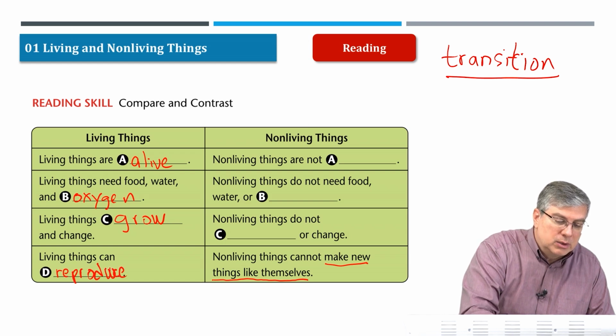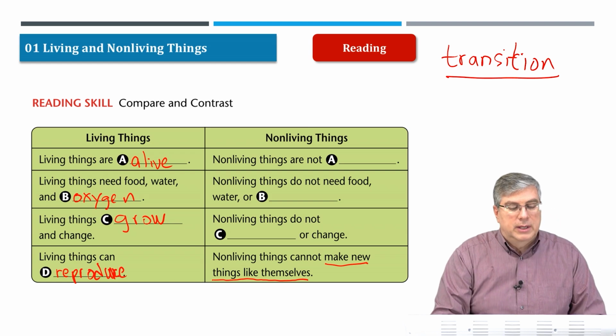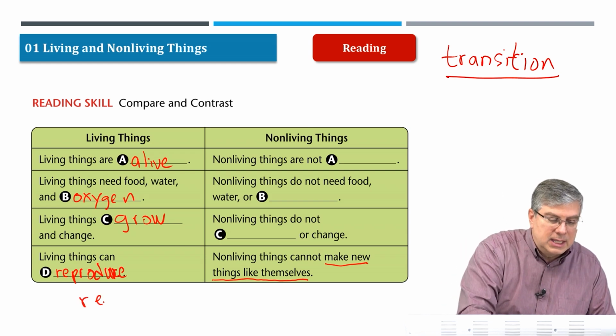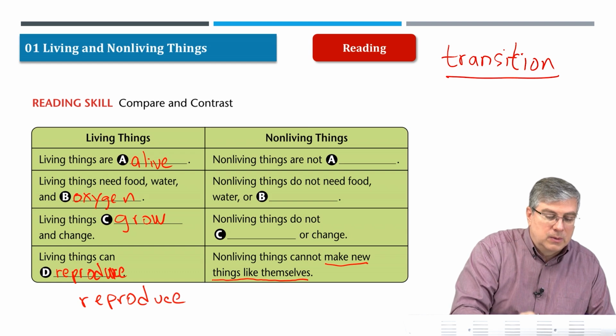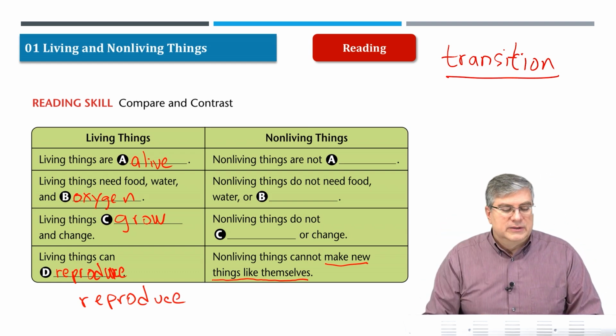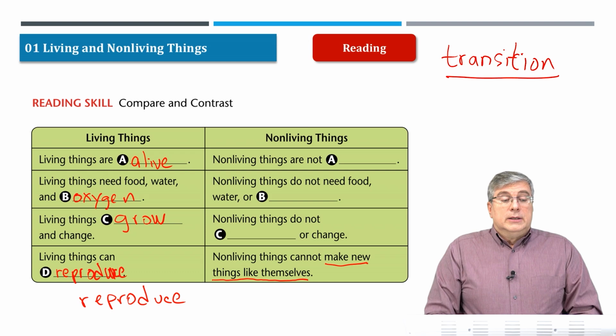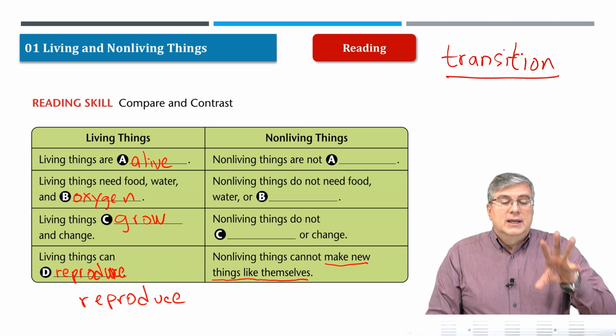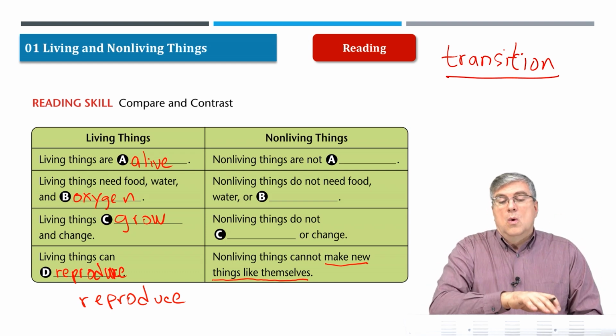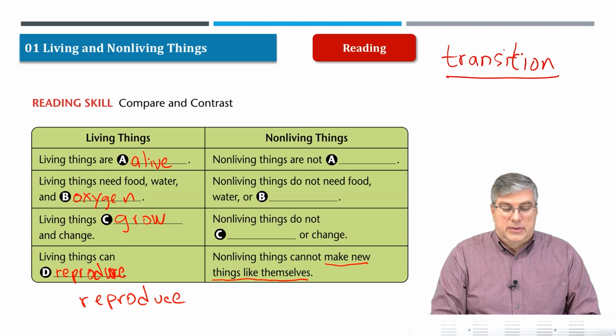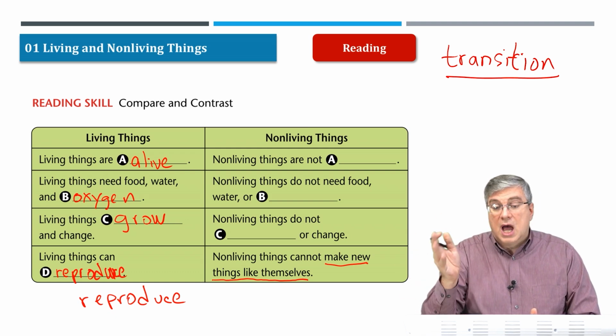Oops, I'm sorry, reproduce, U-C-E. Okay, let me write that again. Reproduce. Okay, a little weird with this pen. Okay, reproduce. So living things can reproduce. Those are things that living things can do. They're the opposite of the other side, non-living things.